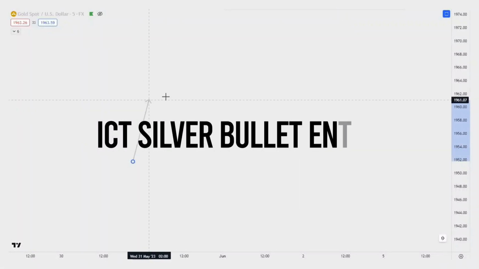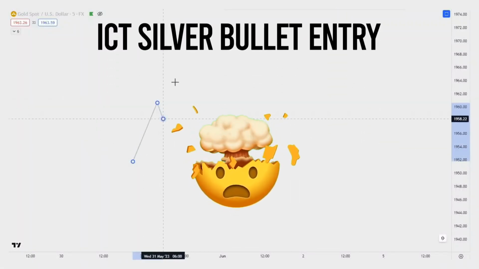ICT Silver Bullet entry. I tested it out and was shocked by the result.